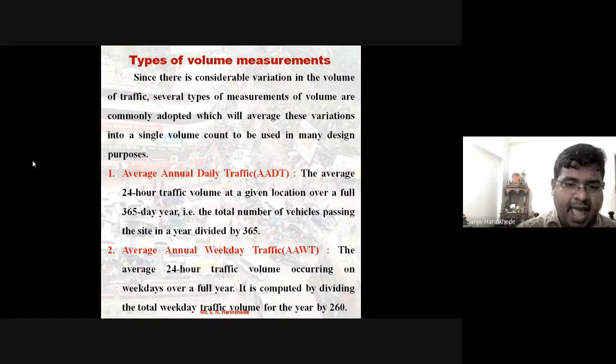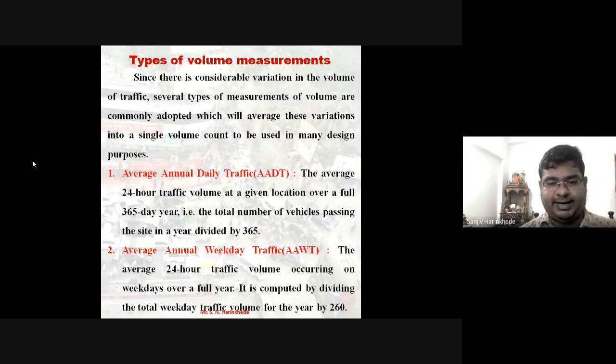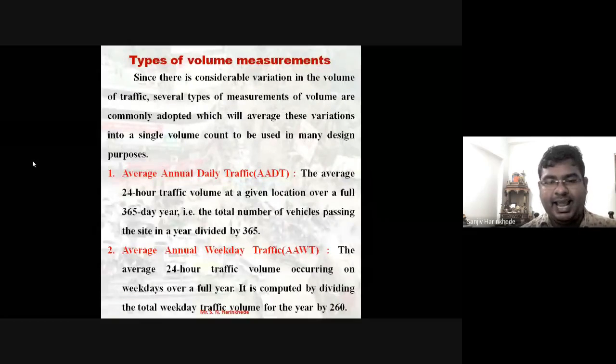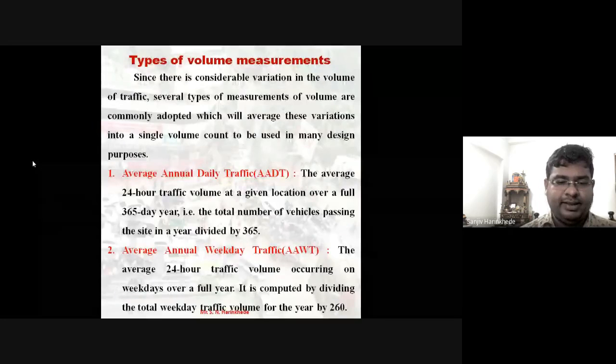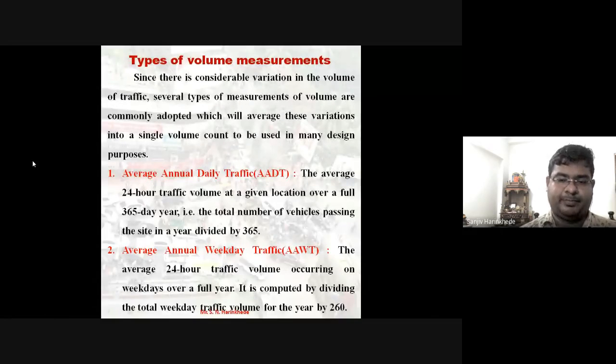Next type is average annual weekday traffic, that is AAWT. The average 24-hour traffic volume occurring on the weekdays over the full year. It is computed by dividing the total weekday traffic volume for the year by 260.